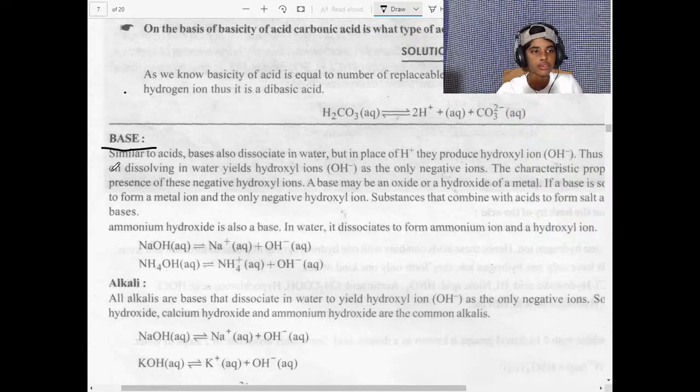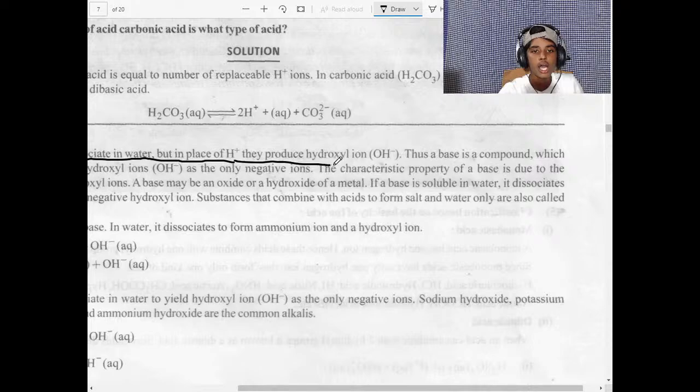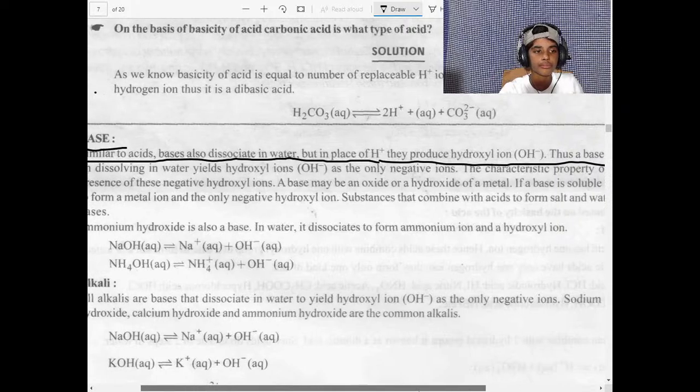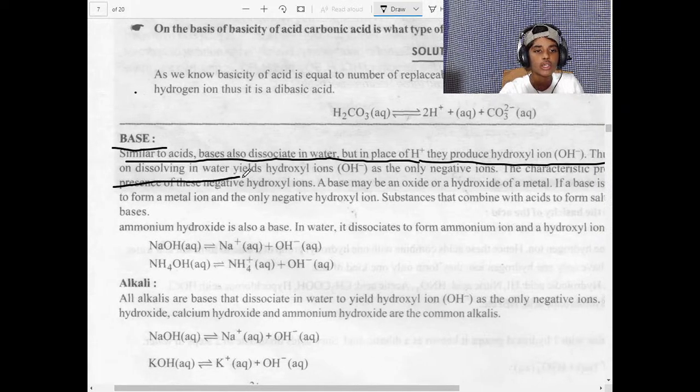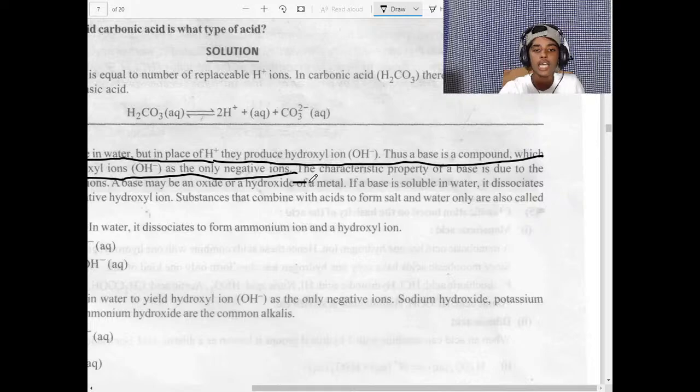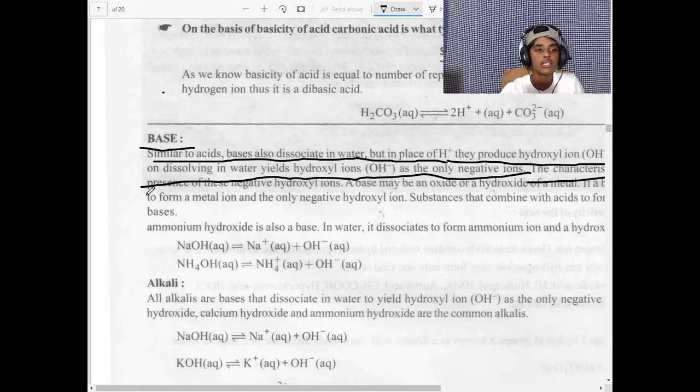Base. Similar to acids, bases also dissociate in water, but in place of H plus, they produce hydroxide ion, OH minus. Thus a base is a compound which on dissolving in water gives hydroxide ions as the only negative ions. The characteristic property of a base is due to the presence of these negative hydroxide ions.